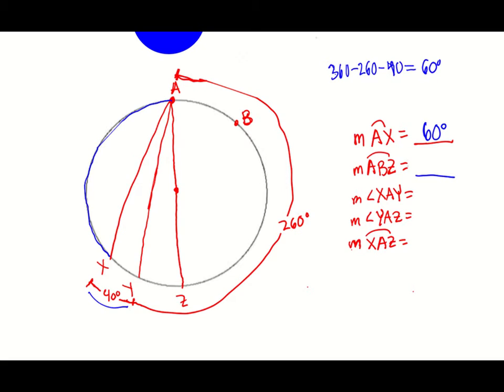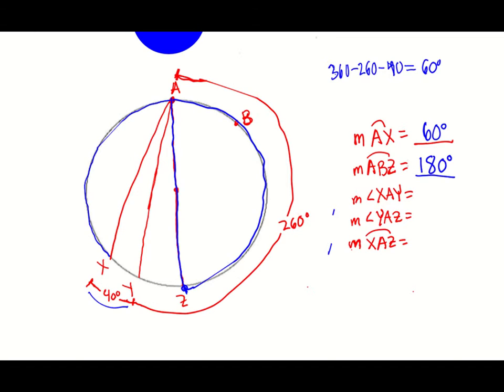Our next one, ABZ, goes from A to Z right here. ABZ is this piece right here. If we notice, we have this straight line from A to Z going straight through the center. ABZ is half our circle, our semicircle, so right there is 180 degrees.